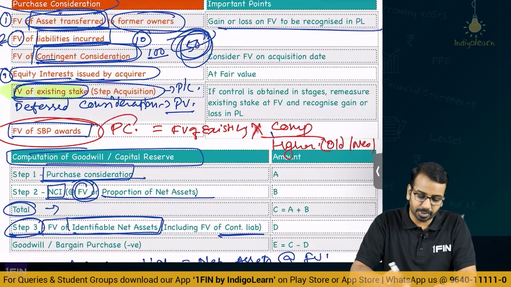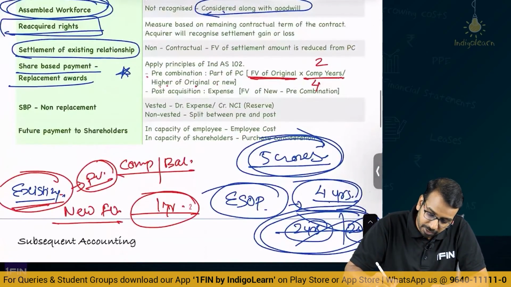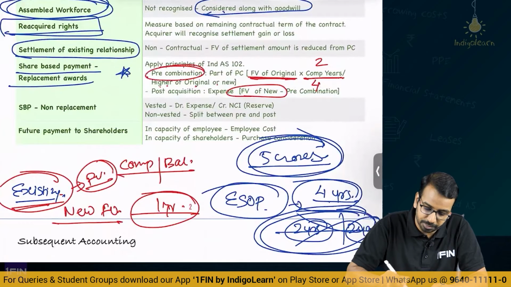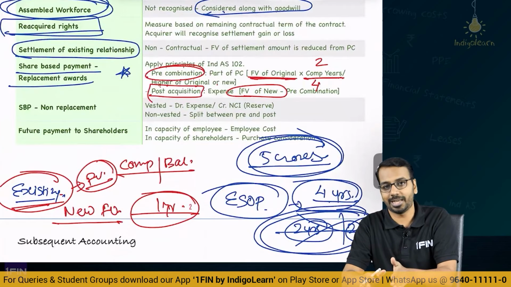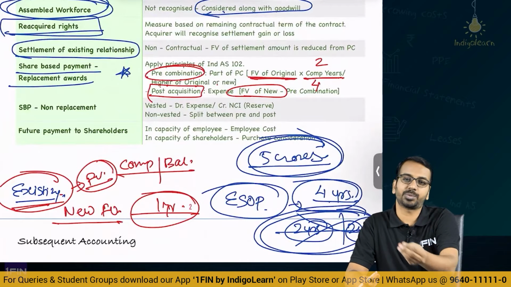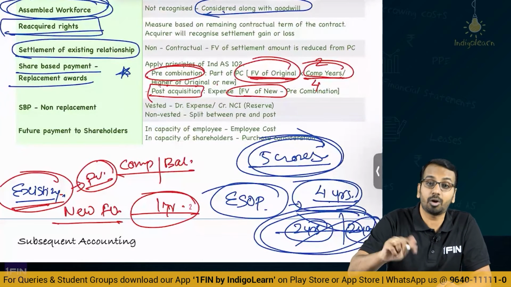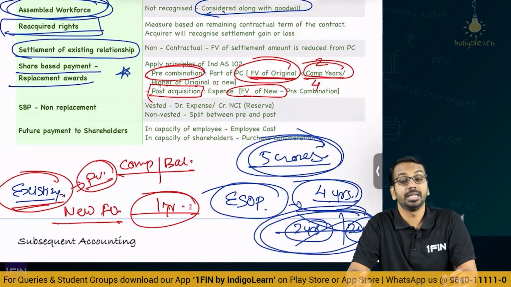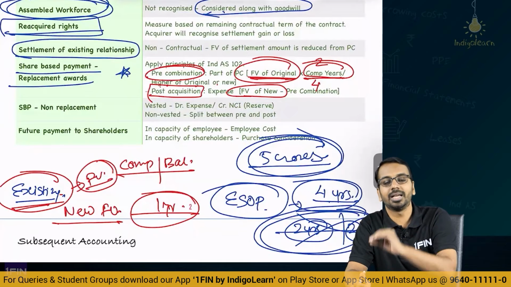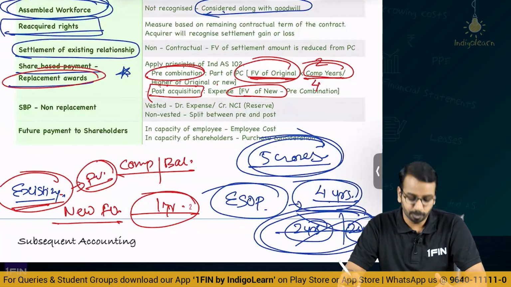That will give me the purchase consideration portion. Then I have fair value of new, that minus this pre-combination portion is the post-acquisition component which will be treated as remuneration expense, and that accounting will be done as per Ind AS 102. I am revising once again: fair value of original award multiplied by completed years divided by higher of original term or new term, that is my pre-combination portion, and the balance amount from the new award is my post-combination expense. Very, very important, can be a question in MCQ as well.